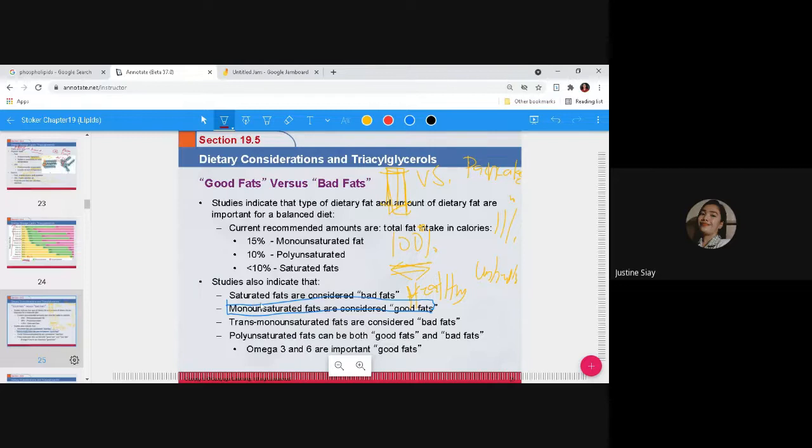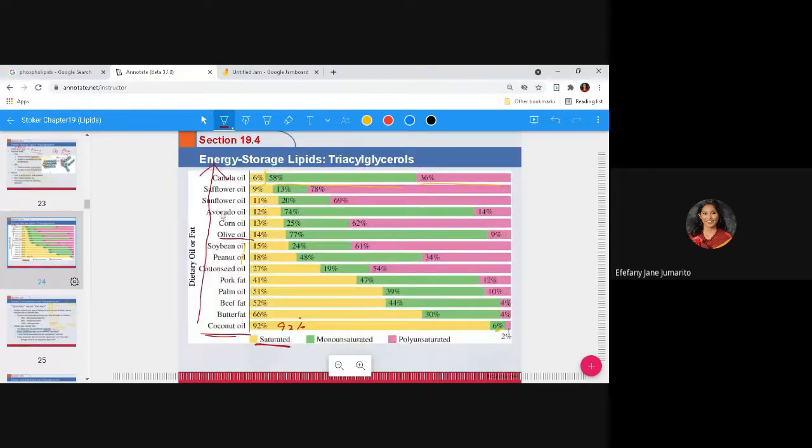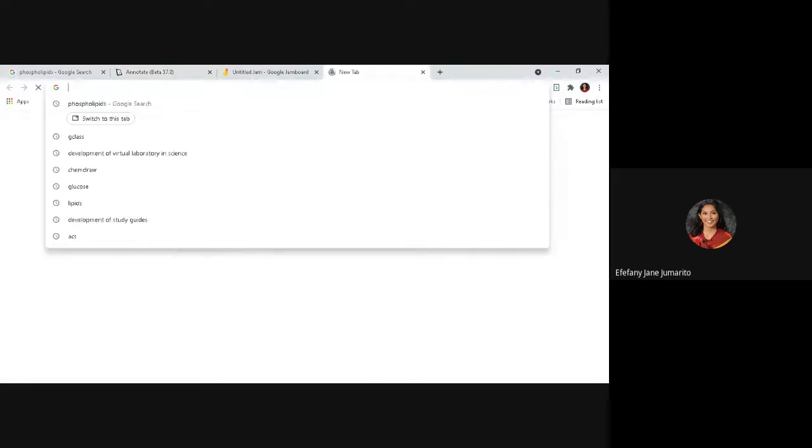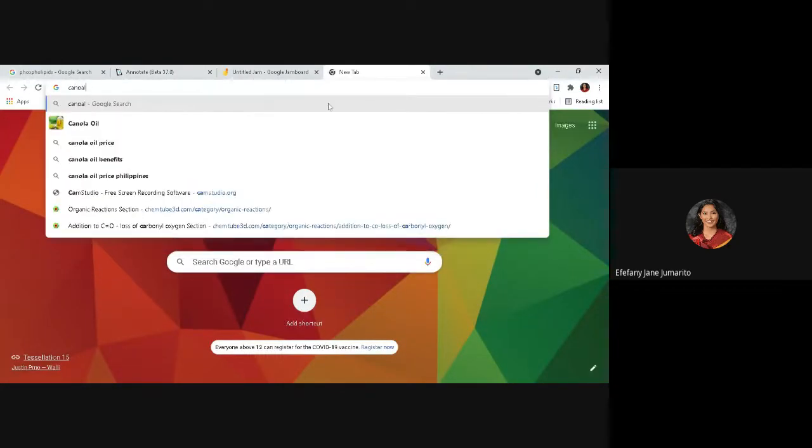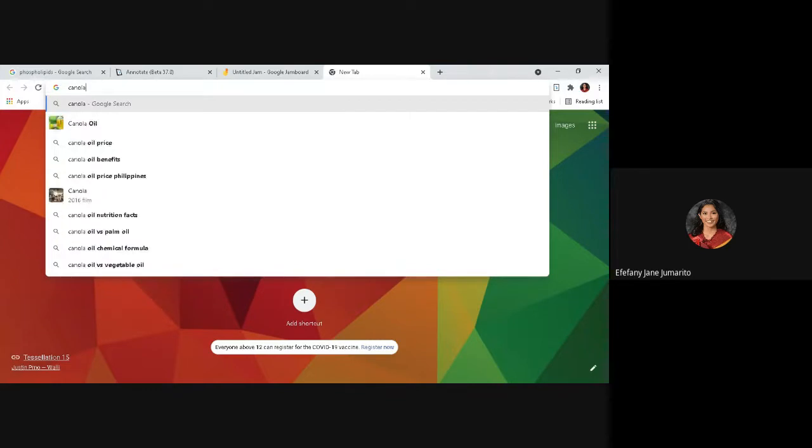Okay, they are bad fats. So the healthiest is canola oil. Okay, we have so many canola oils. Let's search, class. Canola oil.